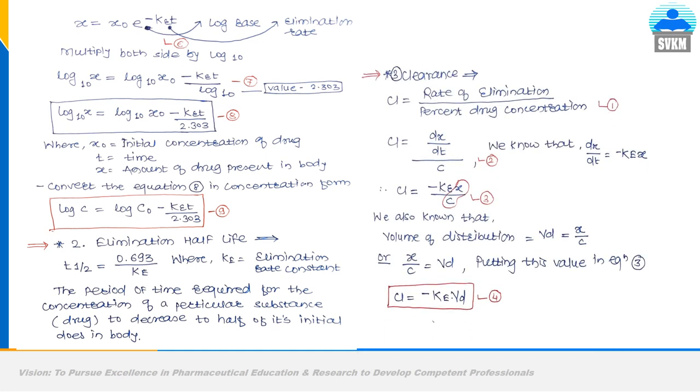Now, the third parameter, that is clearance. We already discussed about the clearance during the renal clearance, non-renal clearance and so on. So there is one formula for clearance. Clearance is equal to the rate of elimination upon plasma drug concentration, that is nothing but the concentration of drug present in blood. So in basic equation, we know that the rate of elimination is equal to dx upon dt. We just put this value in equation number 1. You will get the equation number 2, that is Cl is equal to dx upon dt upon C. Dx upon dt is nothing but the rate of elimination.